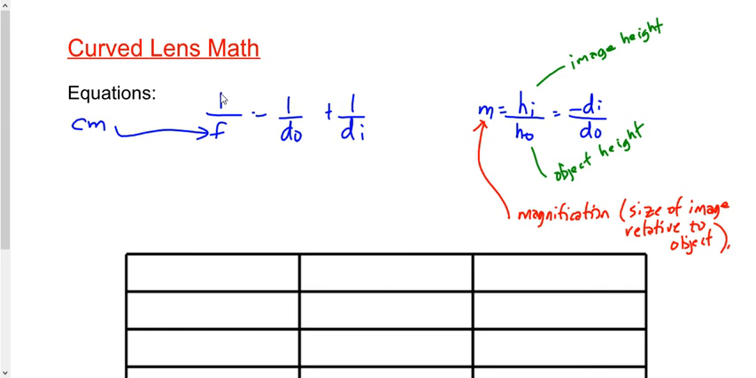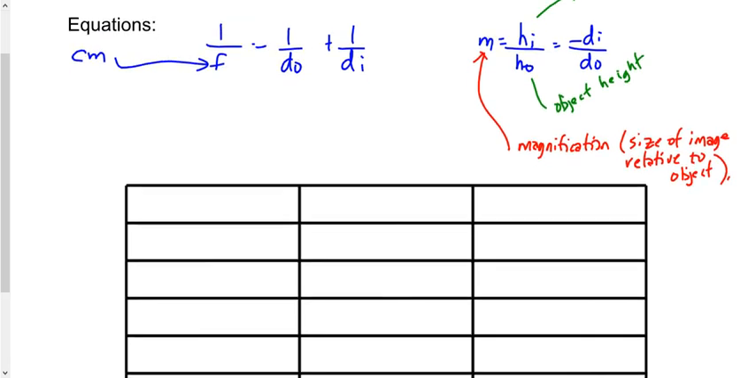The tricky part of this is not the equations themselves. The tricky part of this is the signs that go with them. Okay, each of these variables, F, DO, DI, HI, HO, and M, each of those 6 different variables can be positive sometimes and negative sometimes. And we have to keep straight when they're positive and when they're negative. So I'm going to write down a little chart here to help you with that.